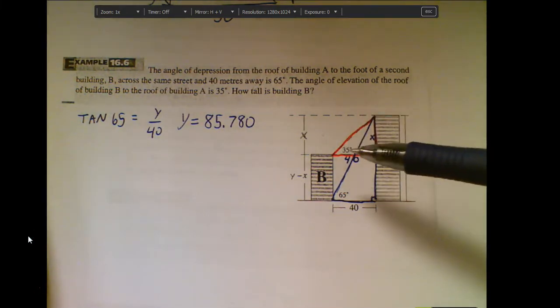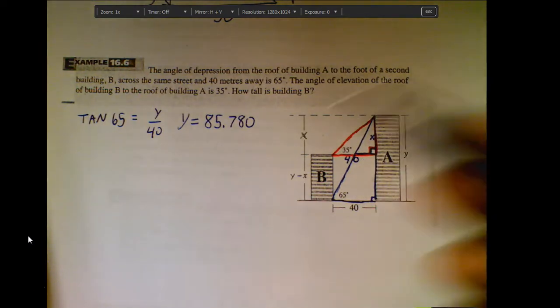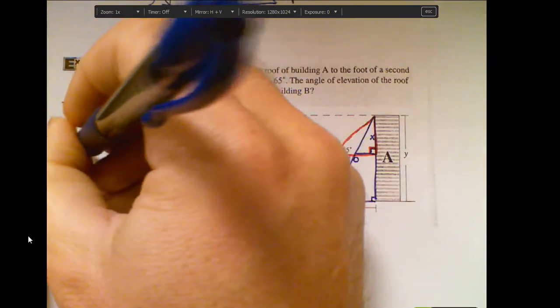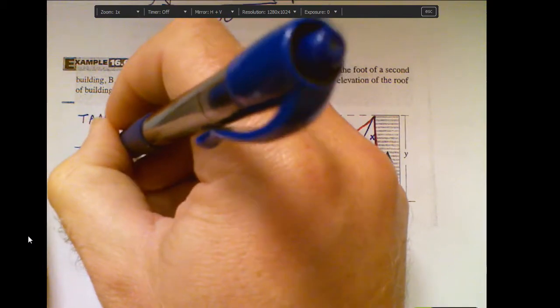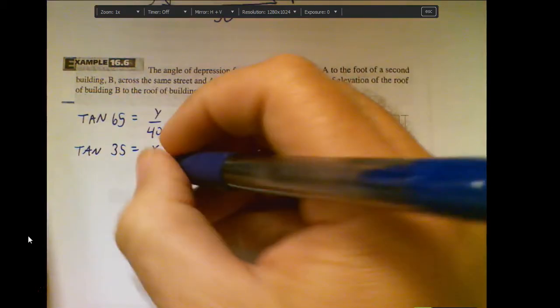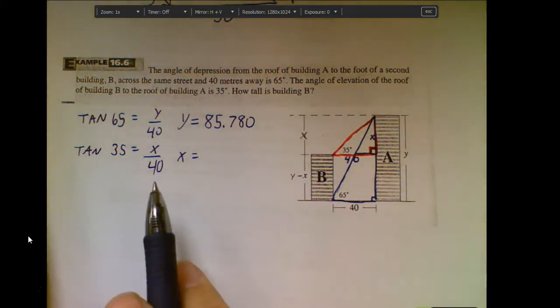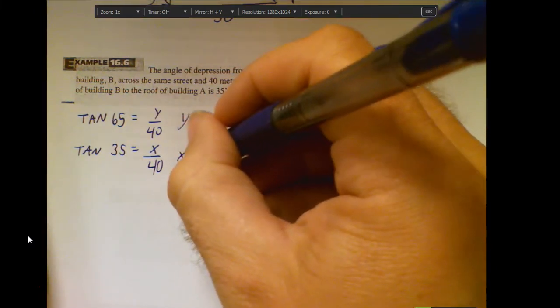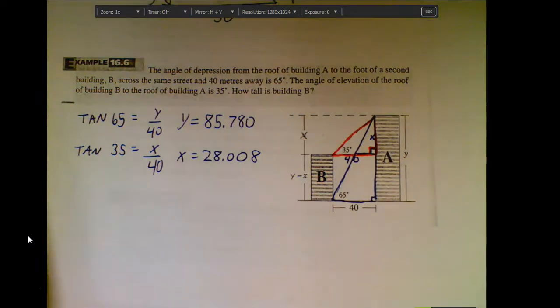Again, now I can do another tangent process in order to solve for X. In this case, we can now say tangent of 35 equals X over 40. And we can work with that one. Now if we multiply the 40 over to the left, we can solve for X. If you go into your calculator and hit 40 tan 35, you get 28.008. And again, just for accuracy's sake, I like to go a little deeper than just the 3 sig figs until I'm done with the problem. Then I'll go to 3 sig figs, and I'll be more accurate this way.